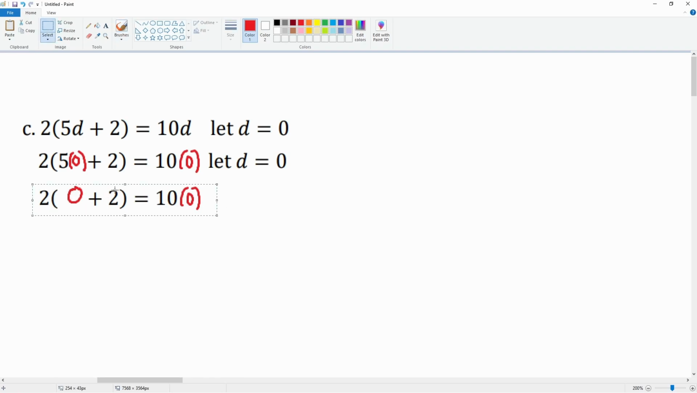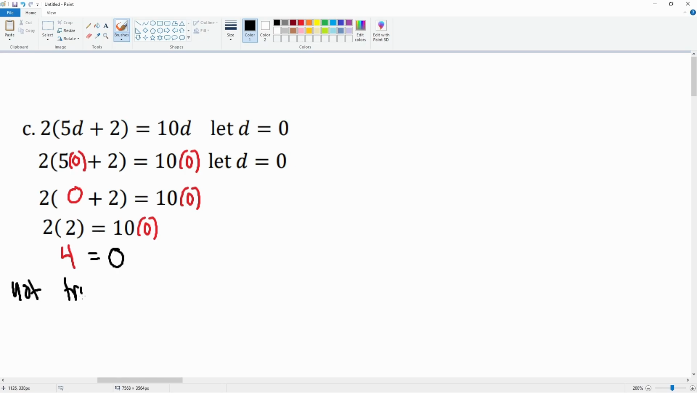Now we can do what's inside the parentheses. What is 0 plus 2? That is just 2, because 0 plus anything is just that number. So inside that parentheses is just 2. What's 2 times 2? That is 4. Let's see if this is equal to 10 times 0. That is 0. So this is not true. Therefore, you conclude that d equals 0 is not a valid solution.